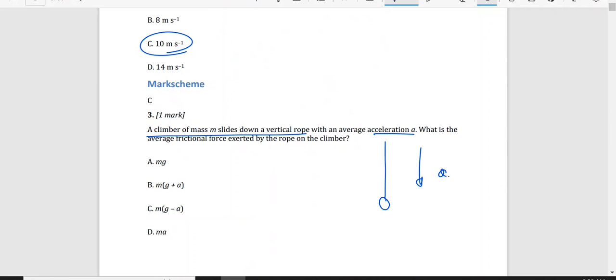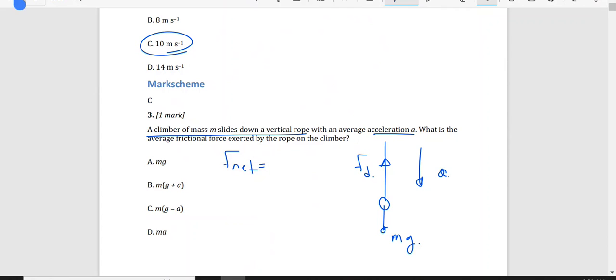With average acceleration A, there is a friction force always directed opposite to the direction of motion. What are the forces acting on the climber? I have his weight down, mg, and in the rope, up, I have a friction force, F dynamic or kinetic friction. These forces are opposite to each other. So what is the net force, F net?